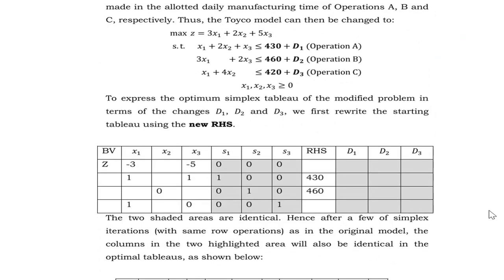To express the optimum simplex tableau of the modified problem in terms of the changes D1, D2 and D3, we first rewrite the starting tableau using the new right hand side. As usual we move terms to the left hand side. So -3, -2, -5, 0, 0, 0, and 0 at the right hand side.